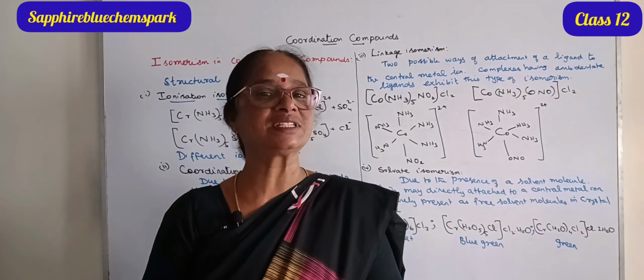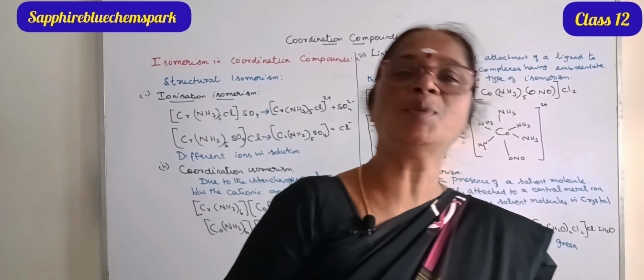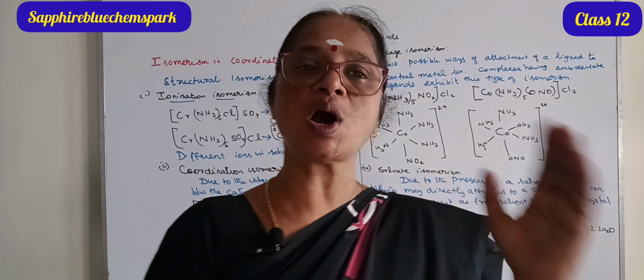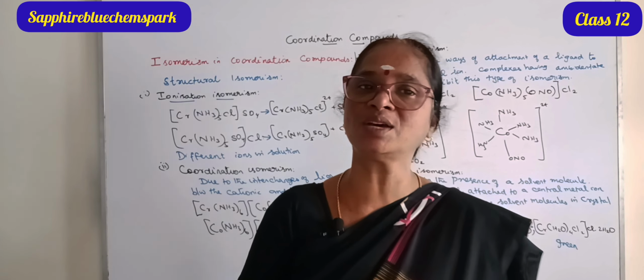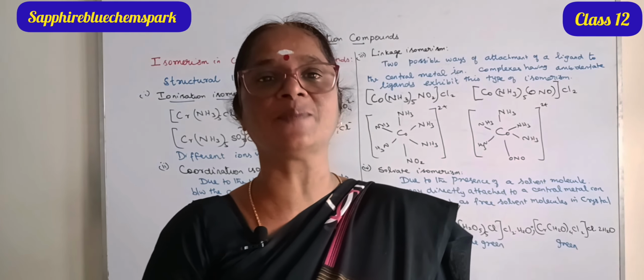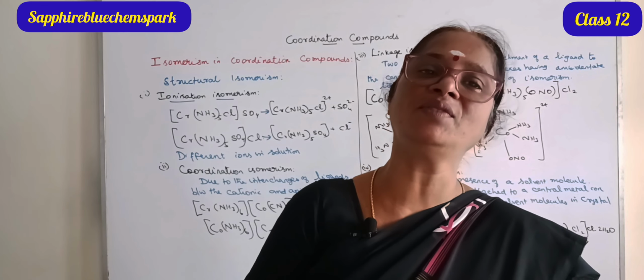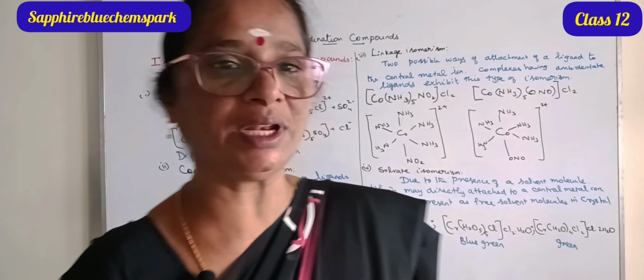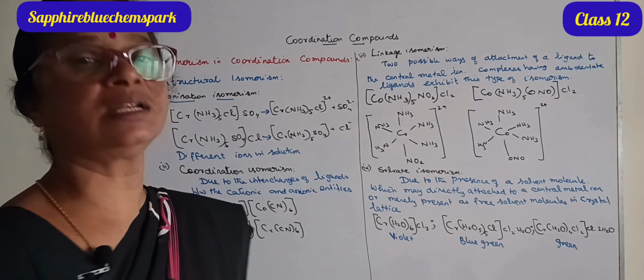Actually, isomerism can be exhibited by organic compounds, where we discussed the isomerism of organic compounds in two different ways. One is structural isomerism, the other one is stereoisomerism. Similarly, some of the inorganic compounds can also have a tendency to exhibit isomerism. That is what today we are going to see in our coordination compounds.